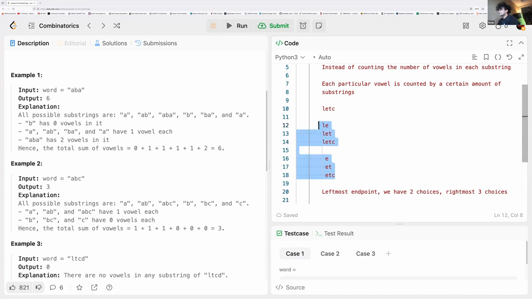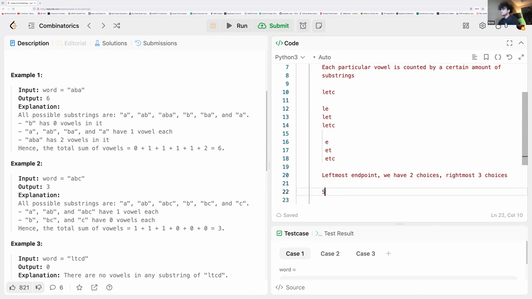And we notice that this E is counted 2 times 3, or 6 times. And that's pretty much the idea. We just go through this array and figure out how many times each vowel is counted on the left and on the right.